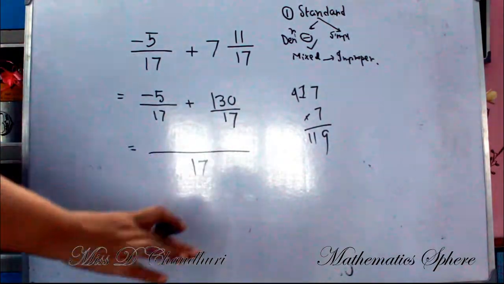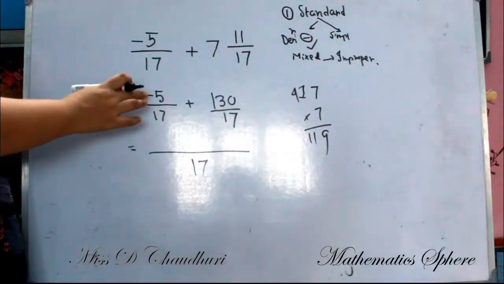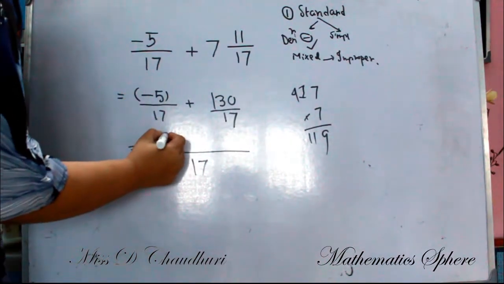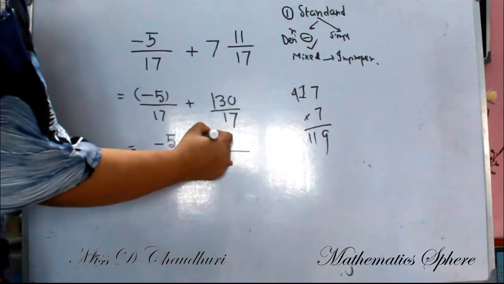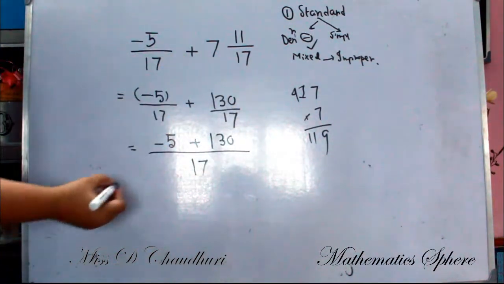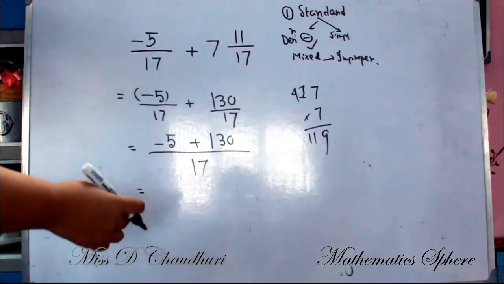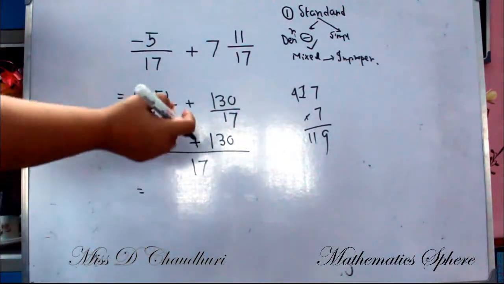Now, as we do in the case of fractions, keeping in mind the rules of integers, we will just put them here. It is minus 5, so here we write minus 5, plus, and this is positive 130 we are going to write. Now this looks like a fraction only. Now we will take the operation of integers and add them.